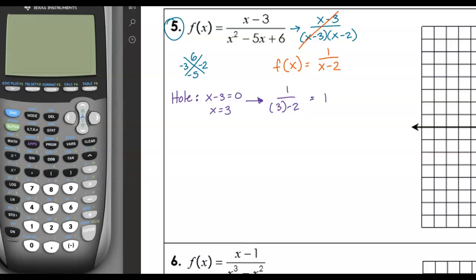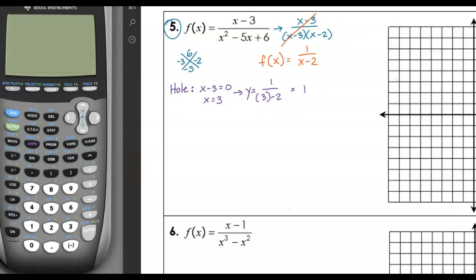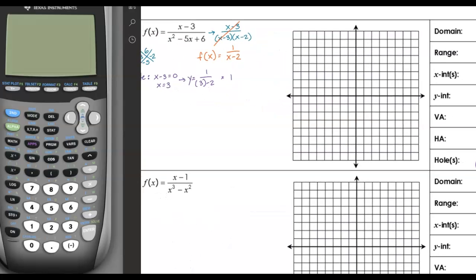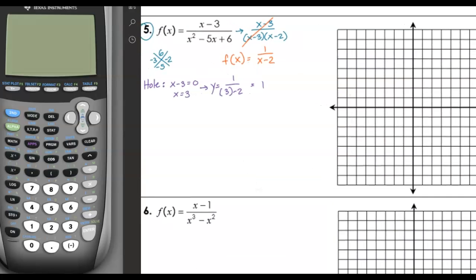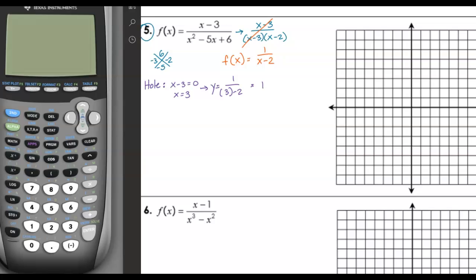Oh, I guess I should have written y equals. So sorry. So when our x value is 3, our y value is 1. I don't think I'm going to finish this problem in time. So we're going to plot the hole at 3, 1. 1, 2, 3, 1. You represent a hole with an open circle. It's a removable discontinuity on your graph.